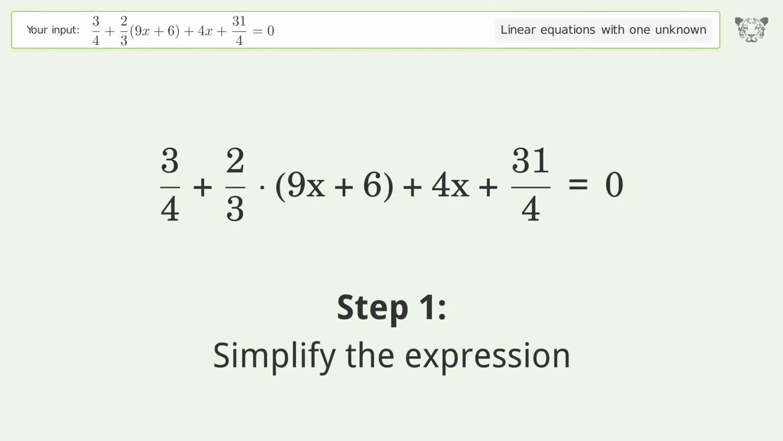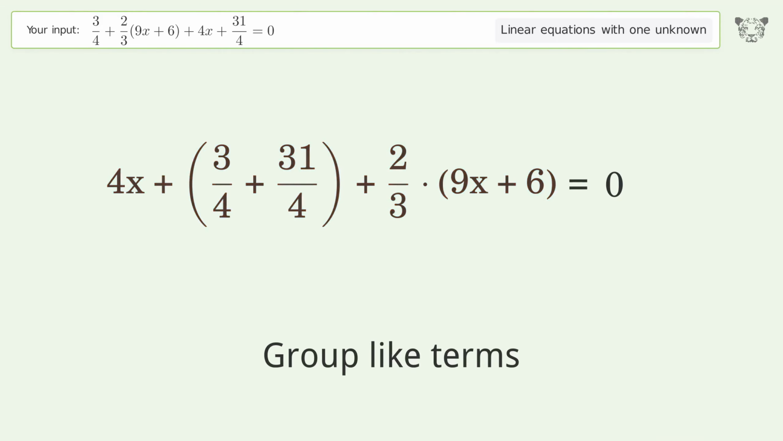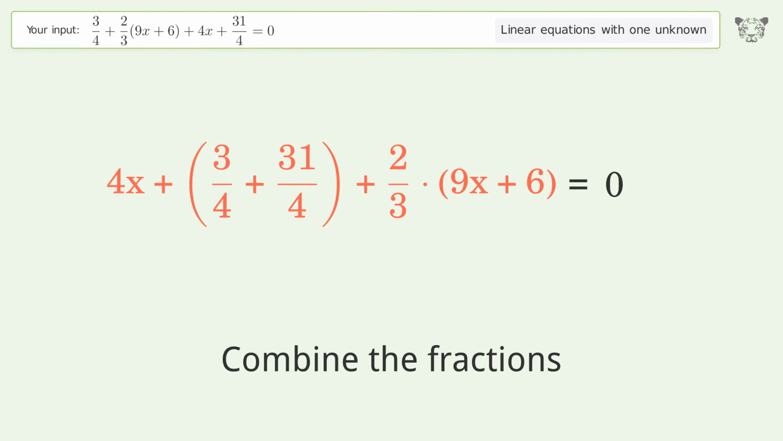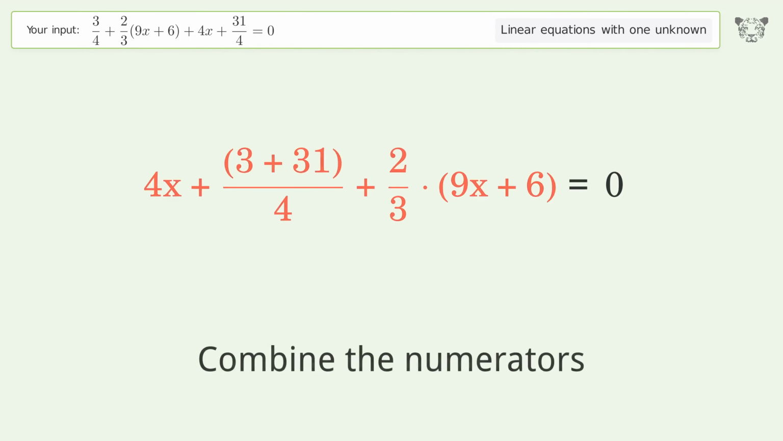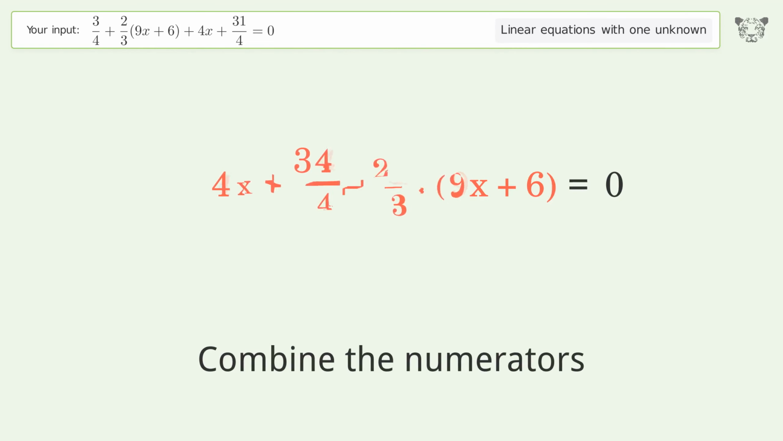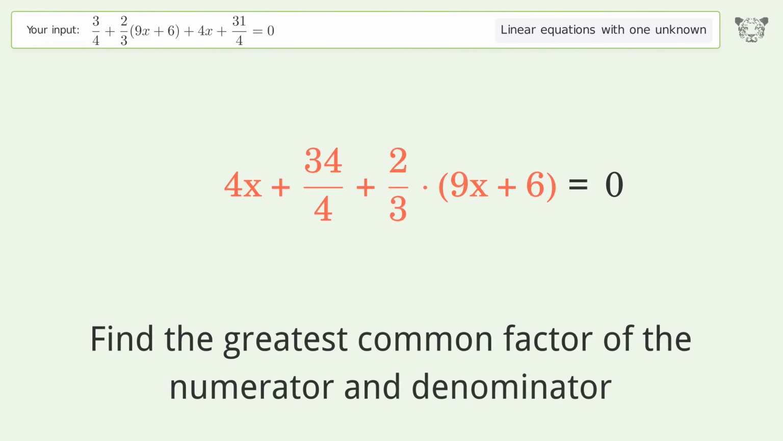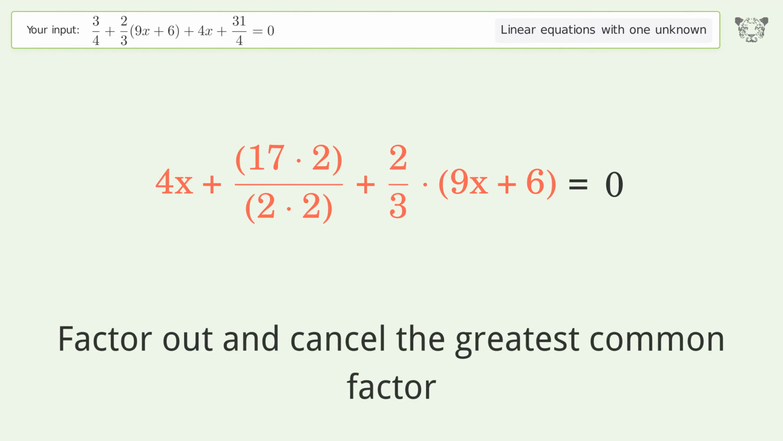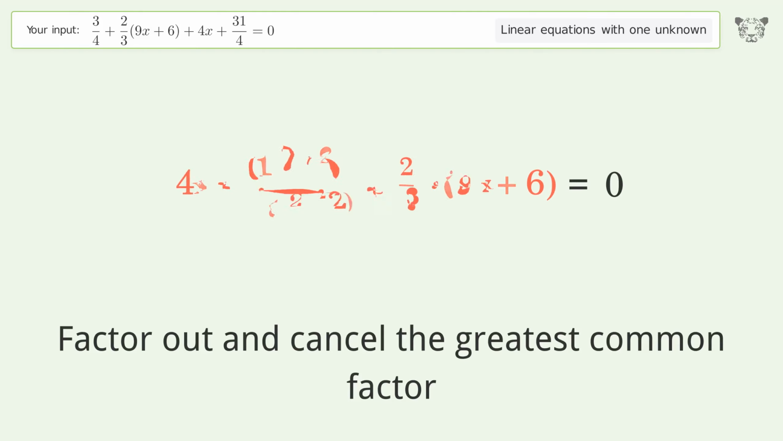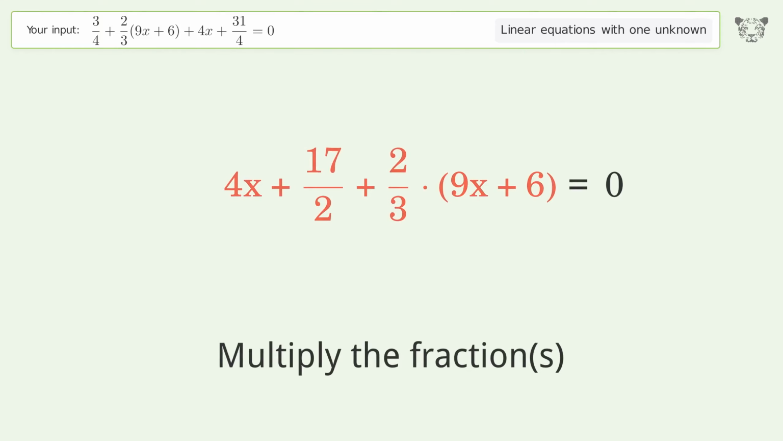Simplify the expression. Group like terms. Combine the fractions. Combine the numerators. Find the greatest common factor of the numerator and denominator. Factor out and cancel the greatest common factor. Multiply the fractions.